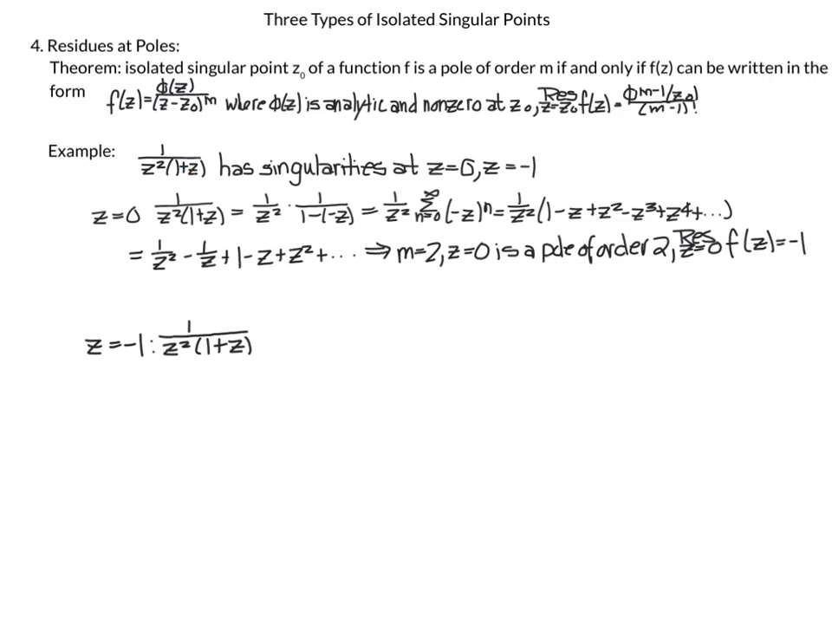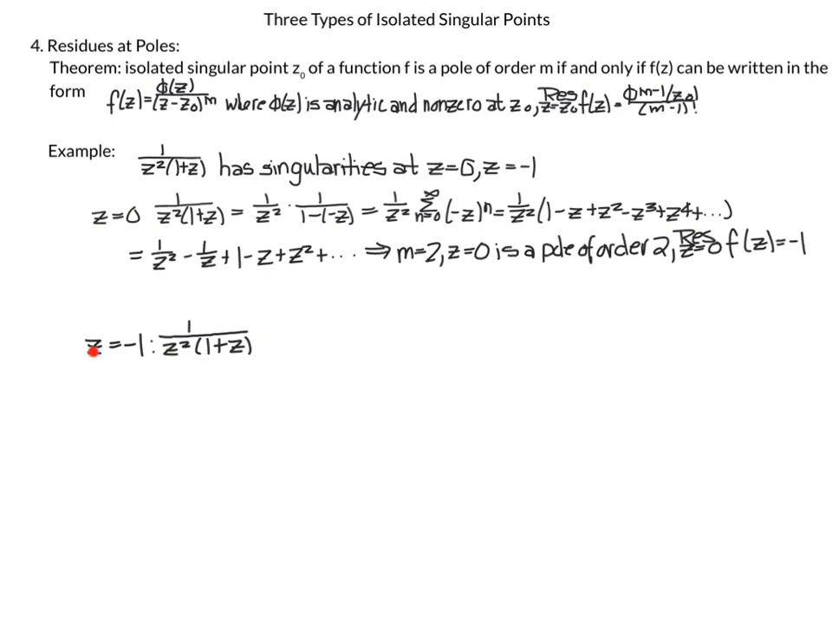The first example we are going to do is 1 over z squared times (1 plus z), which has singularities at z equals 0 and z equals negative 1. We have done this example for z equals 0. We wrote out a Laurent series expansion and found that 2 was our greatest principal part exponent. So we said that z equals 0 is a pole of order 2. We found the residue was equal to negative 1.